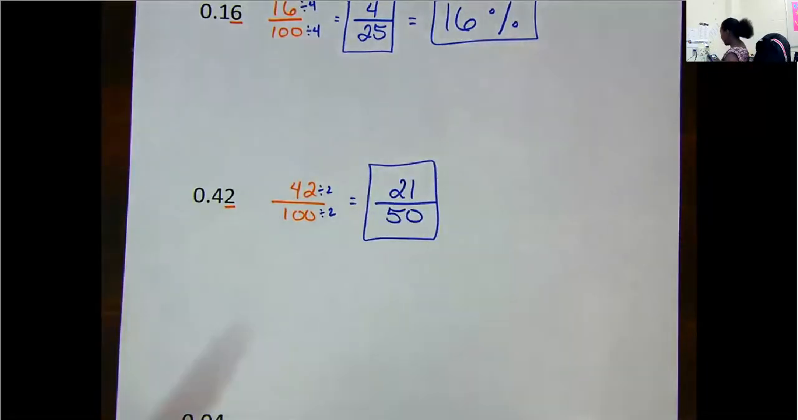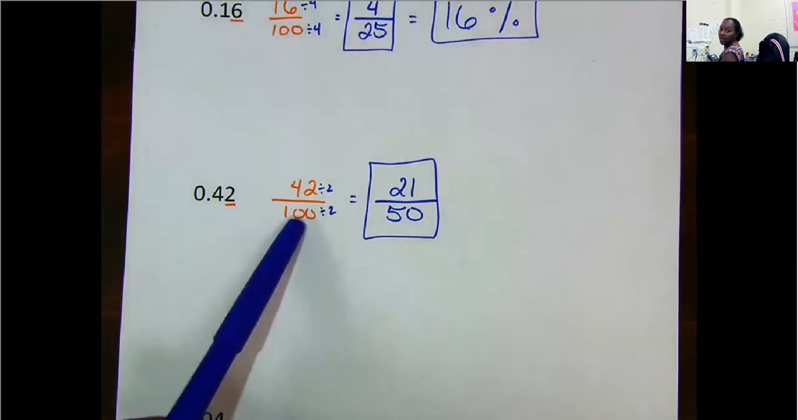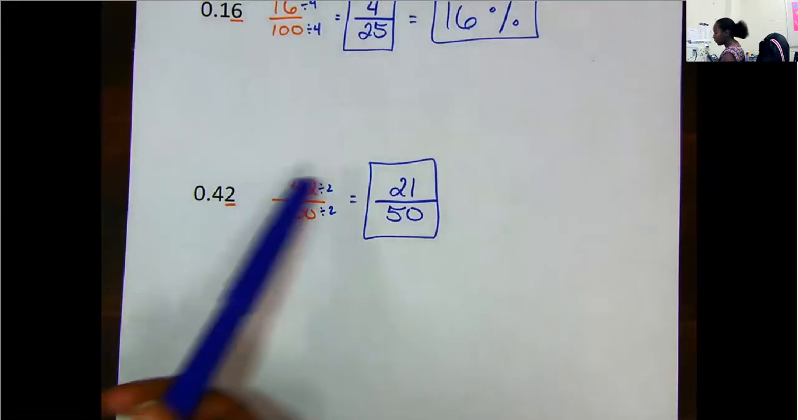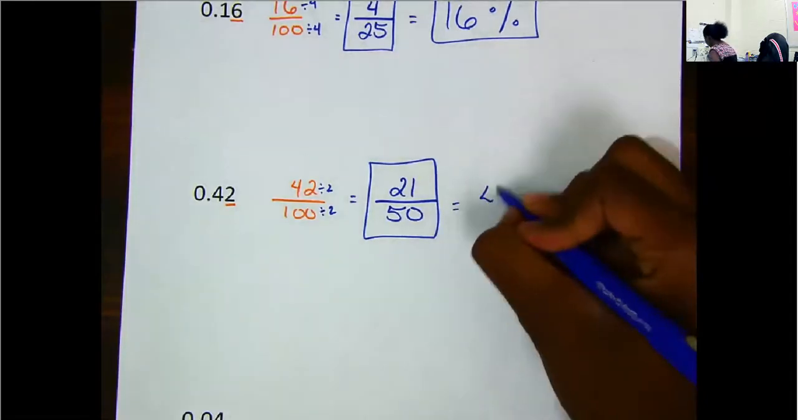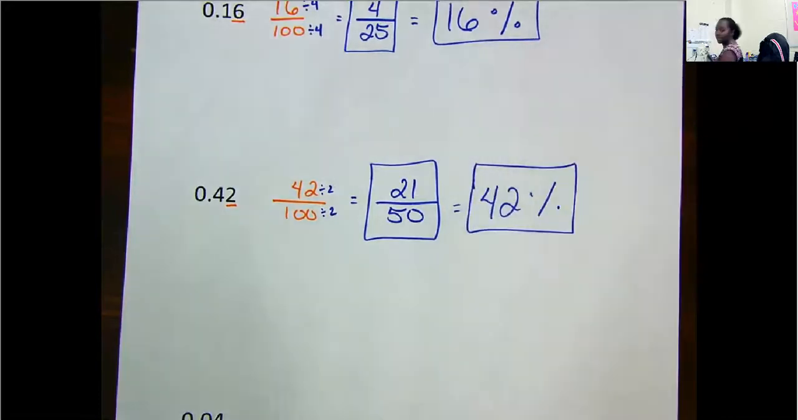Now I'm going to go back to this. Because my denominator is 100, I know that I have my percent already. 42% is what's going to be our percent equivalent. So 42 hundredths is equivalent to 21 50ths, which is equivalent to 42%. Okay, one more.